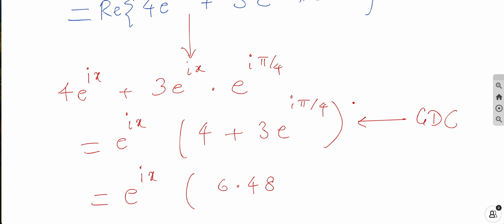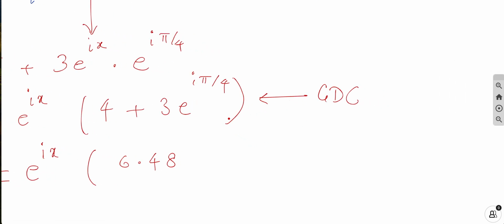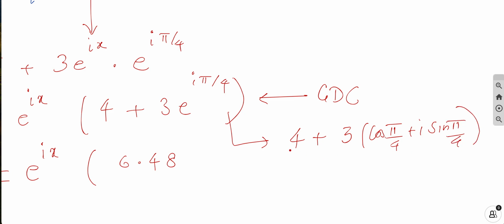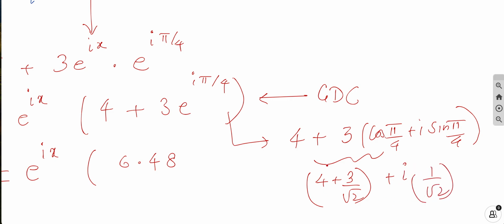For example, on your GDC, what it is going to do is take 4 plus 3 times cos of pi by 4 plus i sin pi by 4. 4 plus 3 cos pi by 4 are all real parts, so they'll combine together, plus i sin pi by 4. The sin pi by 4 is 1 upon root 2, so 4 plus 3 upon root 2 is the real part, plus i times 1 upon root 2 is the imaginary part. So this new complex number will have a new modulus and a new angle. That's what we are finding out.